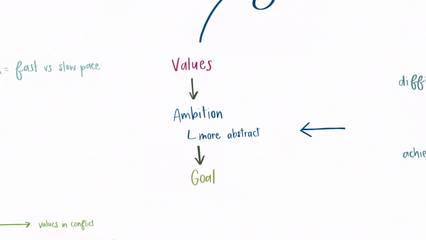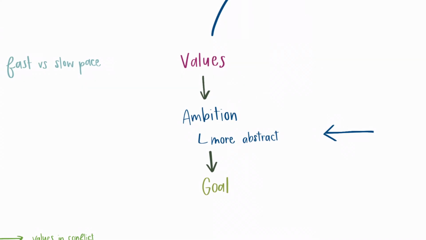So a goal is driven by or created by the character's ambition. So the goal is the concrete thing that a character wants because of their ambition, and the ambition is the more abstract thing. So the ambition could be to be a successful author, or to be a good friend, or to be a good village member, something less concrete, and that ambition is driven by the character's values.